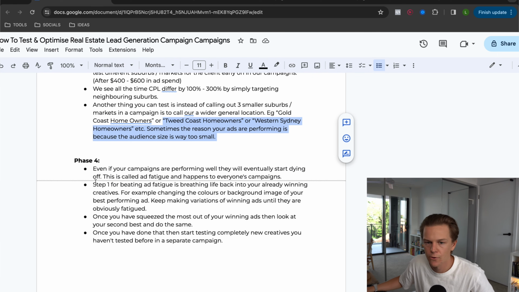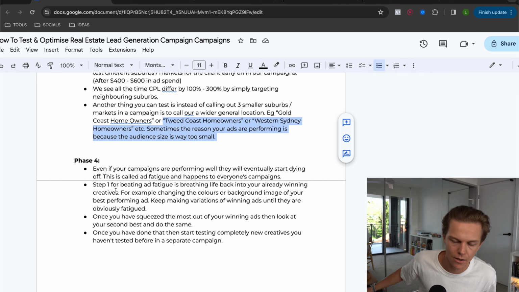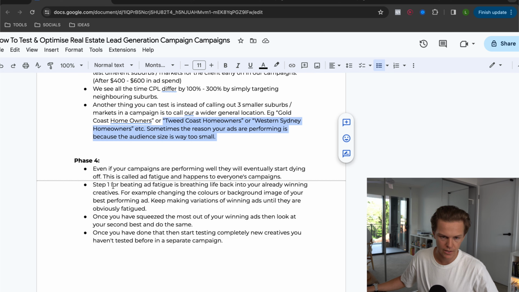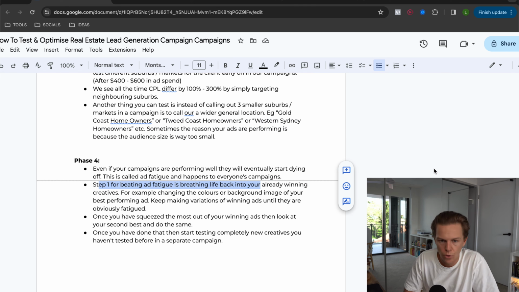And so all I'm getting at is that this is why it's so important to understand how to optimize these campaigns, because it's inevitable that you're going to have to do so. Step one for beating ad fatigue is breathing life back into your already winning creatives. For example, changing the colors or the background image of your best performing ad. Keep making variations to winning ads until they're obviously fatigued.